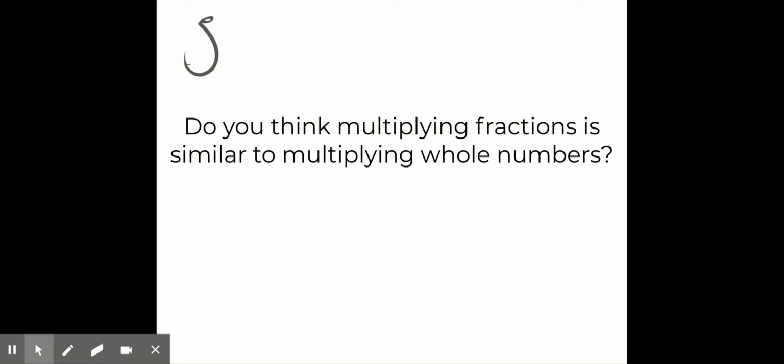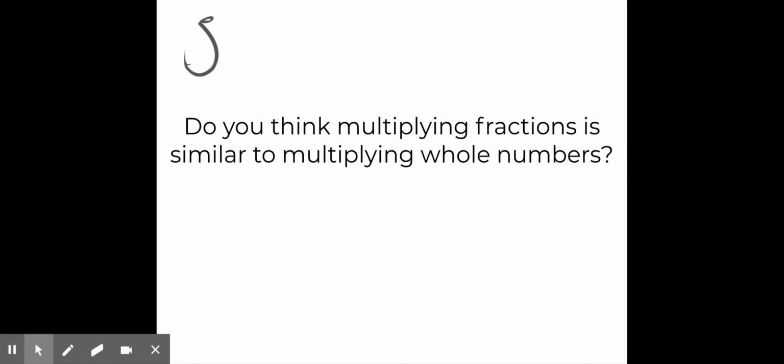So before we get started, I want to ask you this question. Do you think multiplying fractions is similar to multiplying whole numbers? You can go ahead and pause and turn to someone near you and share your answer, or if you want to, you can write down what you're thinking. When you're ready, come back and join the video.